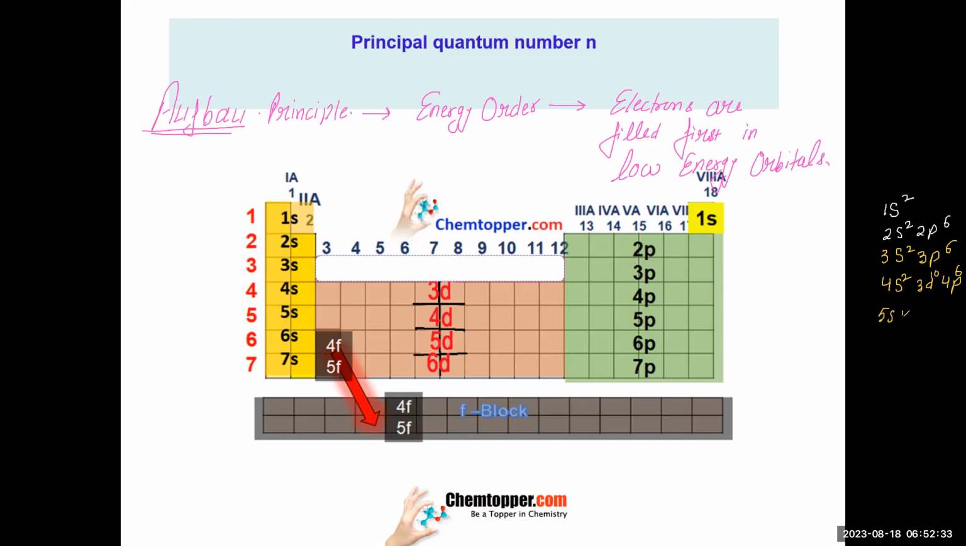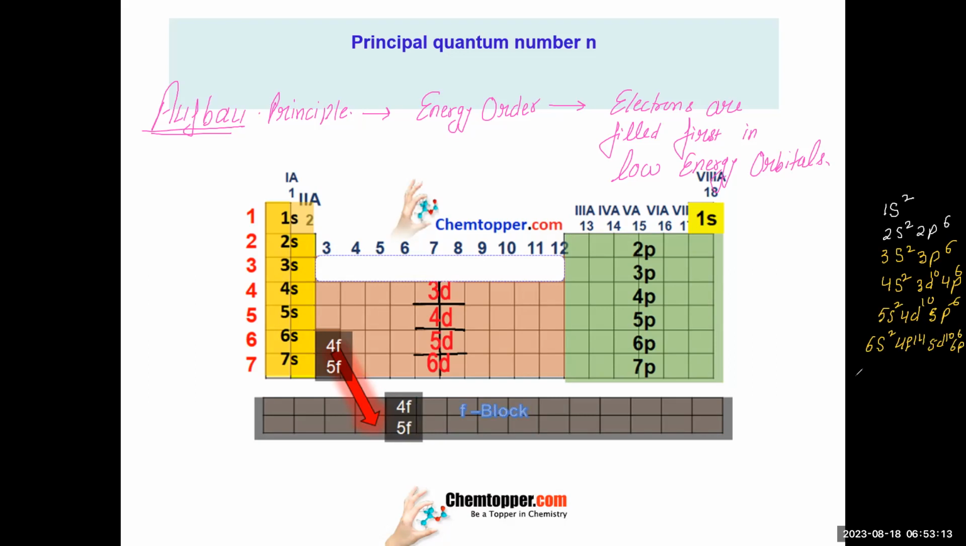Then 5s, 4d, and 5p: 2, 10, 6. 6s, period number 6. 6s2, then 4f14, then 5d10, then 6p6.